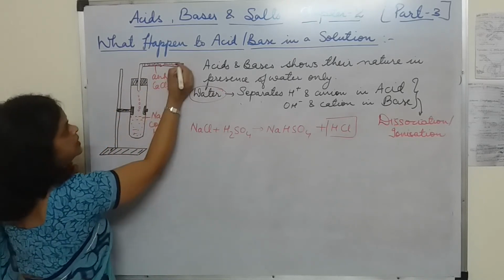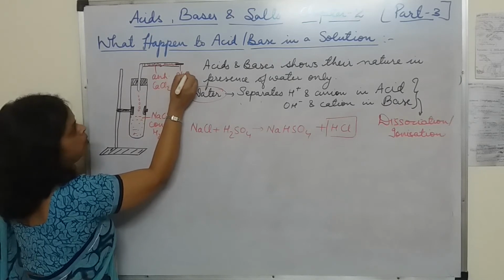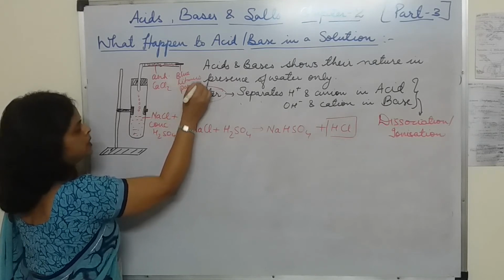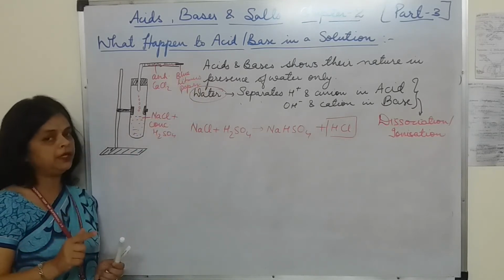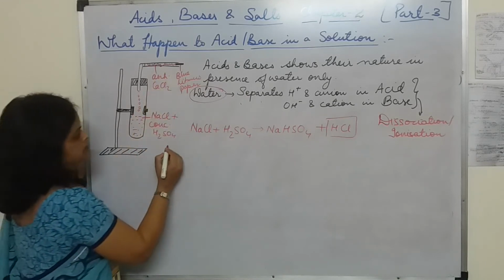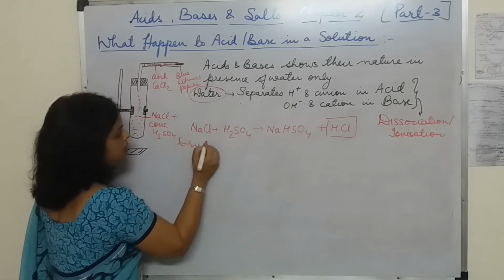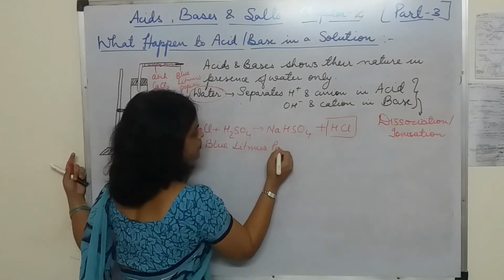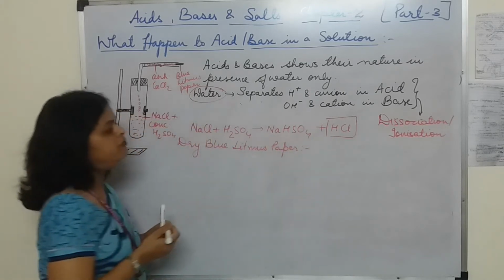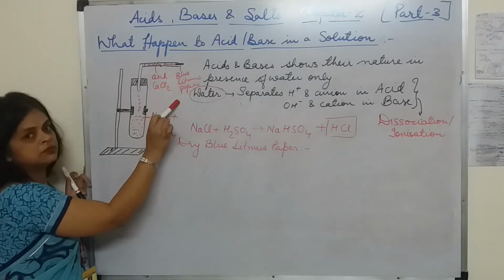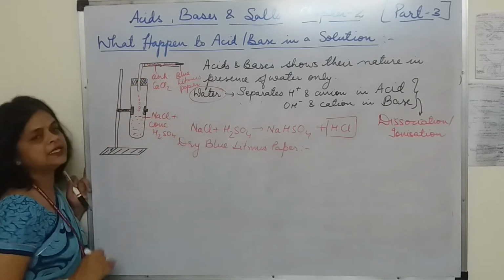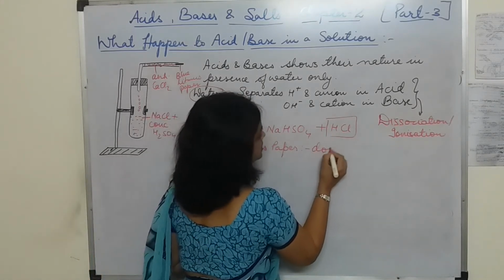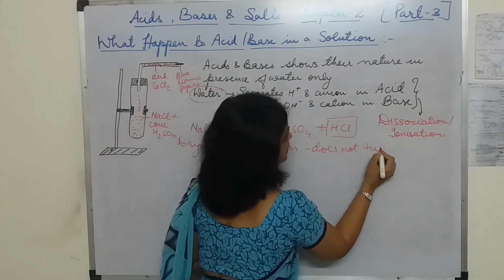As you can see over here, this is the blue litmus paper. Okay, now students, in the beginning we are bringing a dry blue litmus paper. So, when we bring this dry blue litmus paper in contact with this HCl, it does not turn red. So, I will write down the observation: does not turn red.